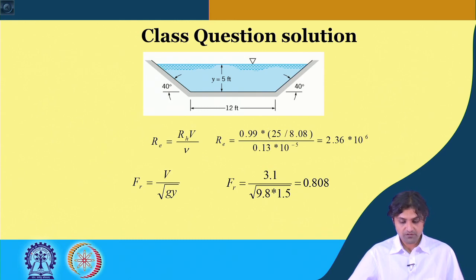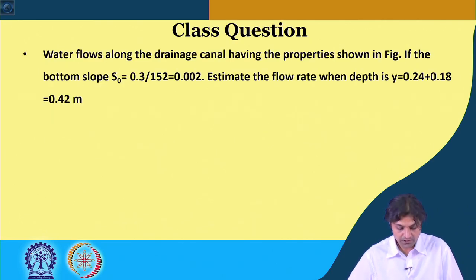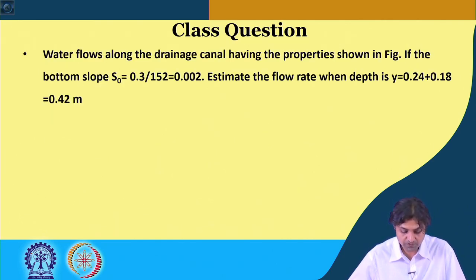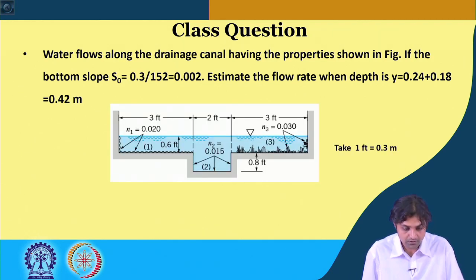So, you see, we have found out all the questions, all the things that we wanted to. So, we go to solve another question now. It says that water flows in a channel shown in the figure below. This is the figure, at a rate Q. Water flows along a drainage channel having the properties shown in this figure.